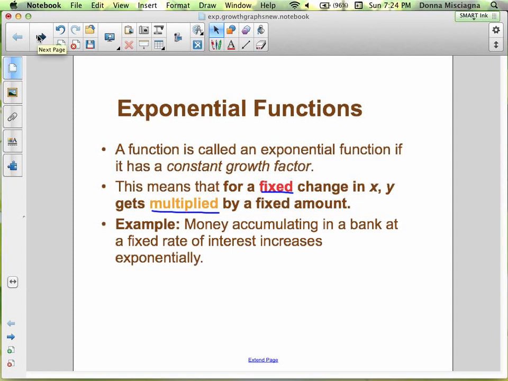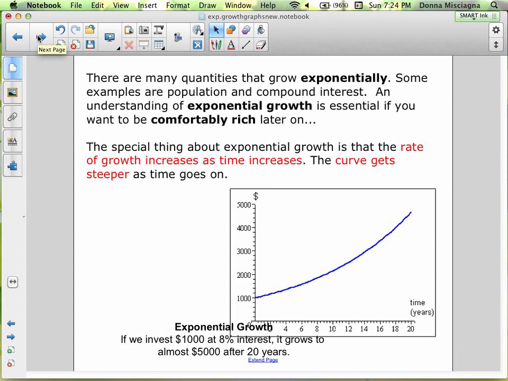All right, so now we're going to look a little bit more at exponential growth. There are many quantities that grow exponentially. Some examples are population and compound interest. An understanding of exponential growth is essential if you want to be comfortably rich later on. The special thing about exponential growth is that the rate of growth increases as time increases. Right? So it's a very fast rate of growth or a fast rate of decline. The curve gets steeper as time goes on.